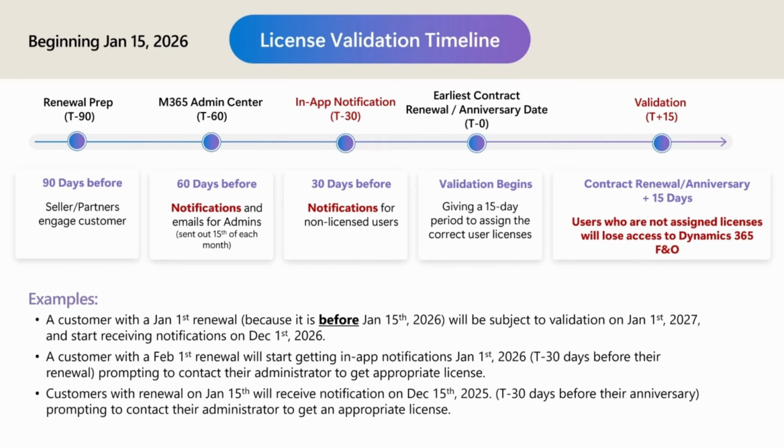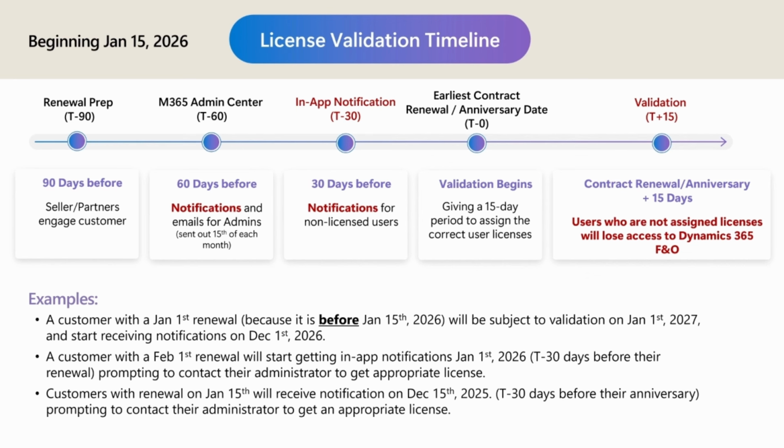60 days before, admins will start getting notifications. That's important. Whoever your tenant admins and global admins are, they will start getting notifications 60 days before. 30 days before, the users will also start seeing the notification. And then there will be the actual day, the anniversary day or the renewal day. That's the actual date where the license gets renewed.